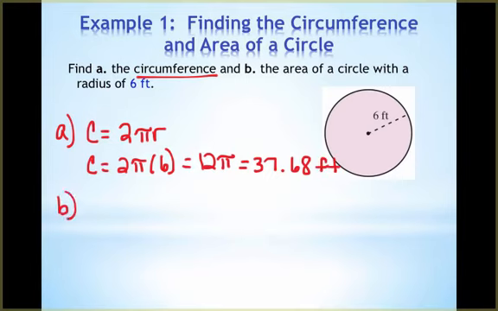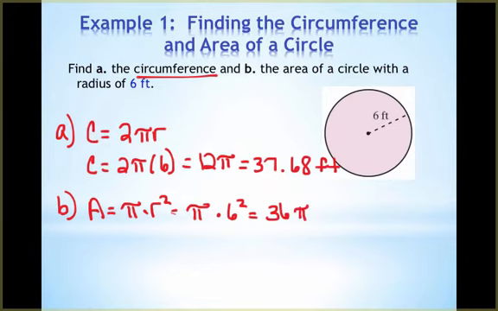For part B, we're trying to find the area, and the area formula for a circle is pi times the radius squared. Well, that would be pi times 6 squared, which is 36 pi as an exact answer. Or again, if we use 3.14, we get 113.04, and we were finding area this time, so my units are square feet.